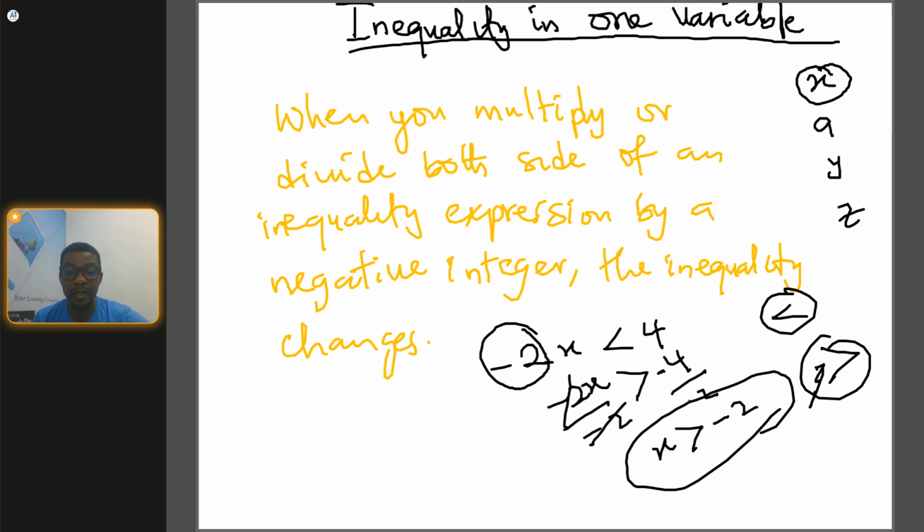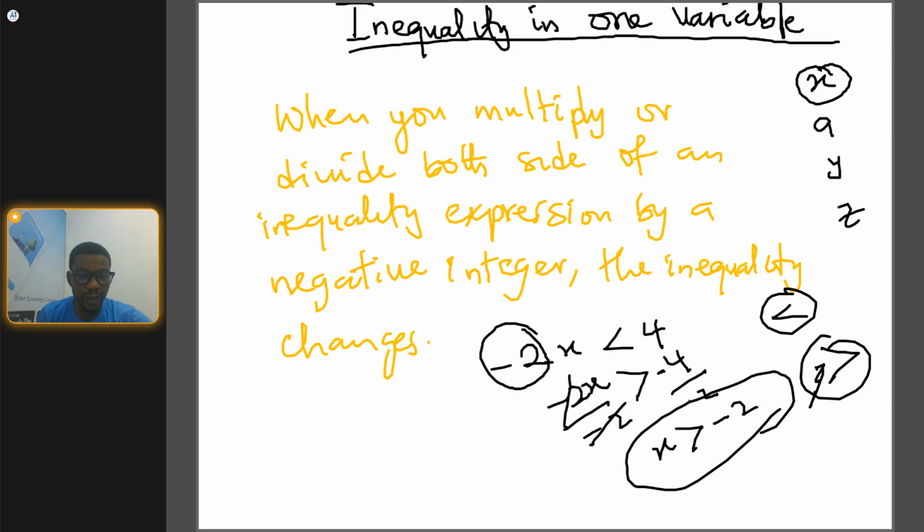Now, what do you notice? We divided both sides by minus 2, which is a negative integer, and the sign changed from less than to greater than. So it is also applicable when you multiply.